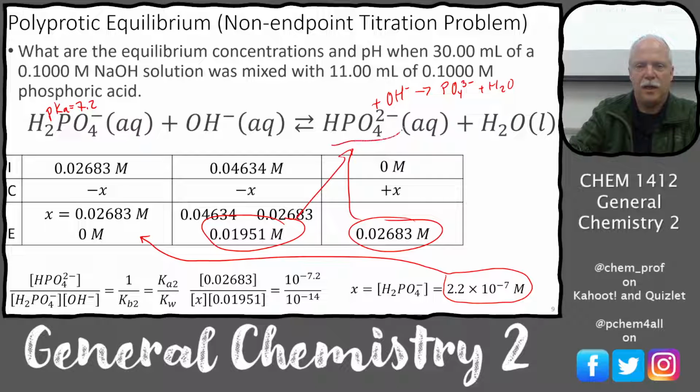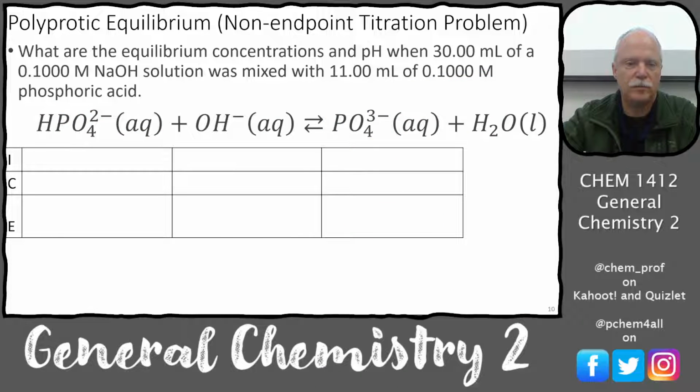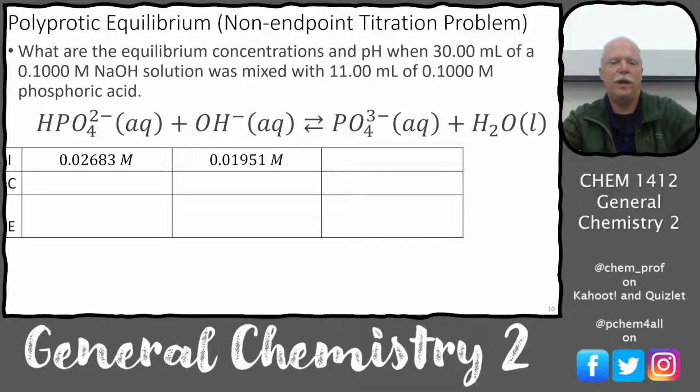Okay, so let's now take these 2 concentrations here for the hydroxide and the acid and run them in this next reaction. This is our third and final limiting reactant problem. So those concentrations go in here for the base. We have 0 molar phosphate.